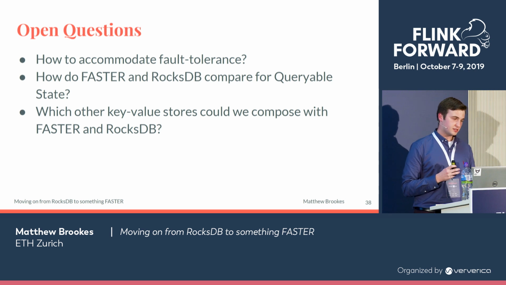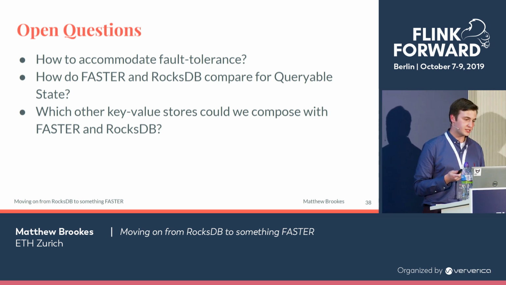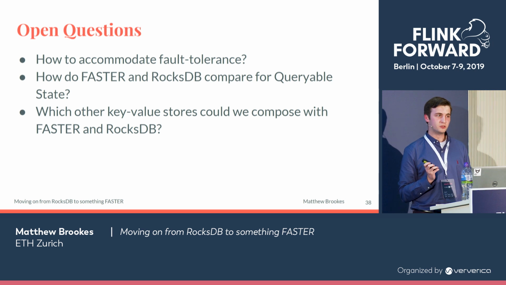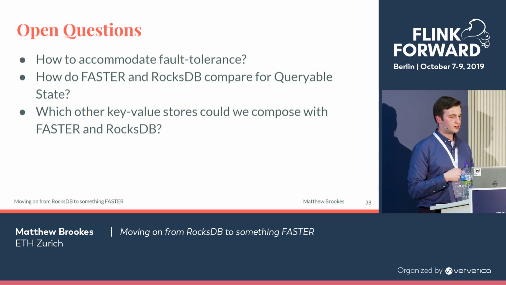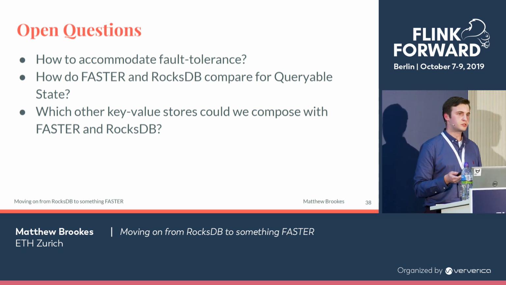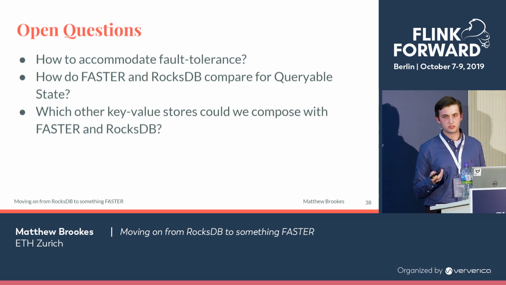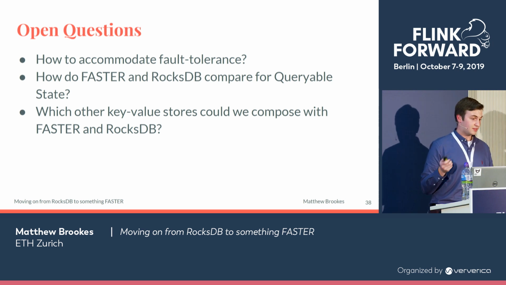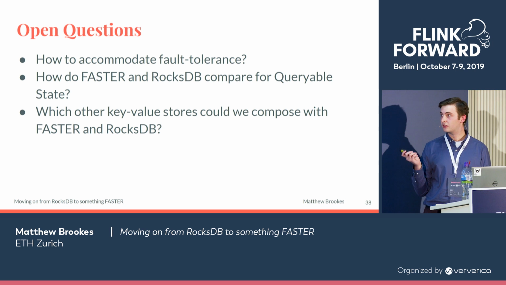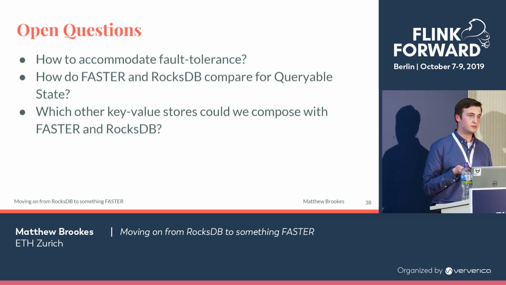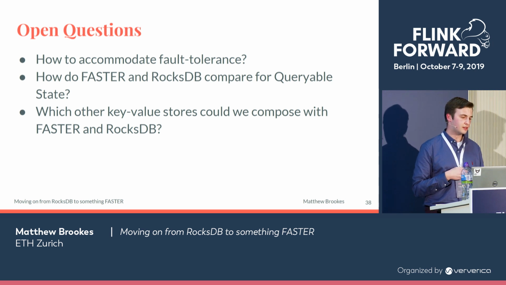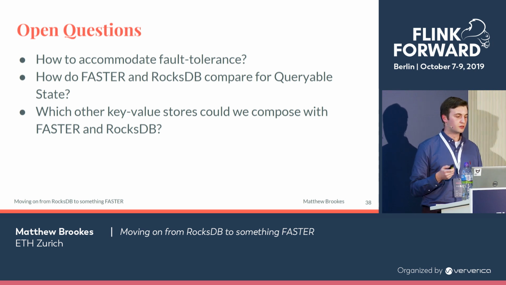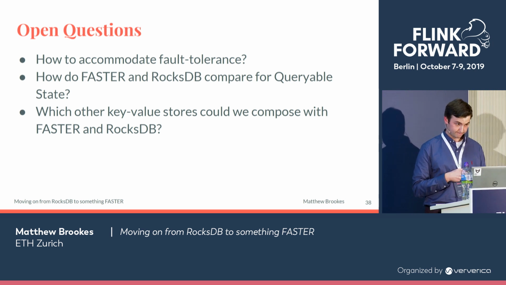So some open questions to lead on for more research for anybody who's interested: how do we accommodate fault tolerance in all this? FASTER has its own way of doing fault tolerance. RocksDB has its own way of doing fault tolerance. Say we did an integration with Cassandra or something. How do we combine all these different fault tolerance mechanisms together? That's an open question. How do these different ones compare for something like queryable state, which is very much a Flink thing? It's not something we have in Timely Dataflow, so we've not got any research on that. And really, what other key value stores would it make sense to compose with FASTER and RocksDB?